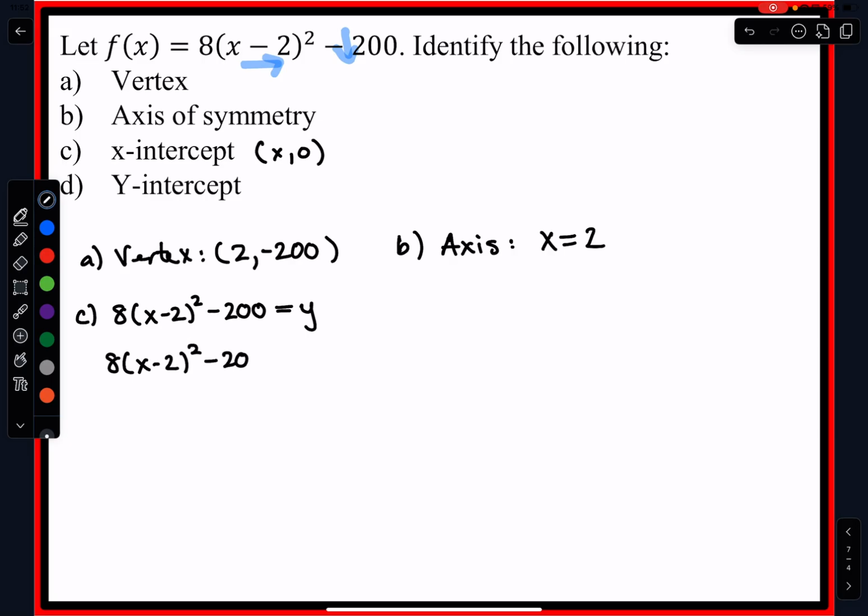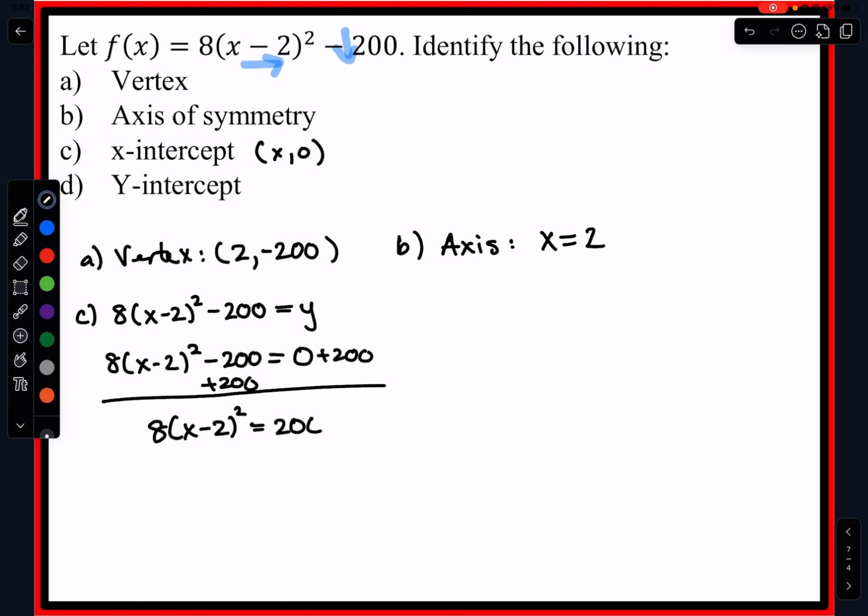And having it written like this, it just makes it easier again to solve the equation. We're used to solving equations with our variables being on the left side of the equation. So we're going to start by using inverse operation. So we'll start by adding 200 to both sides. So if I add 200 to this side, add 200 to this side, we end up with the following. We're going to divide by 8.